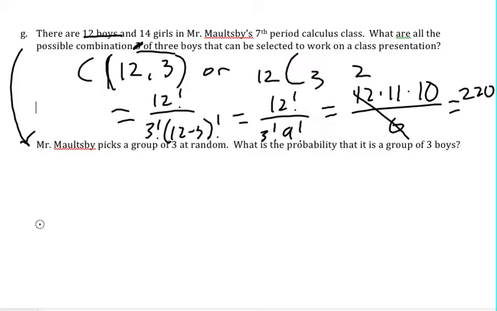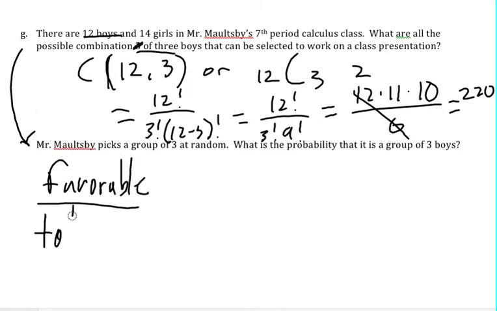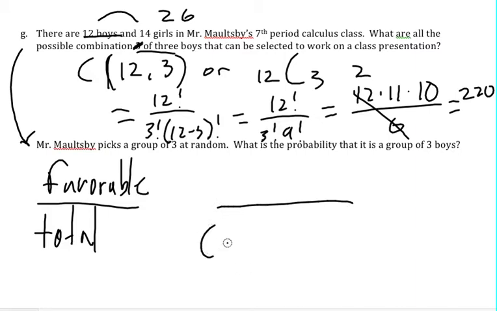Part G says, I pick a group of 3 at random. What's the probability that it's a group of 3 boys? So we need our favorable over our total. Total groups of 3: there are, put together, 26 kids. So the total groups is 26 choose 3. That's all the ways to create a group of 3 in my class.